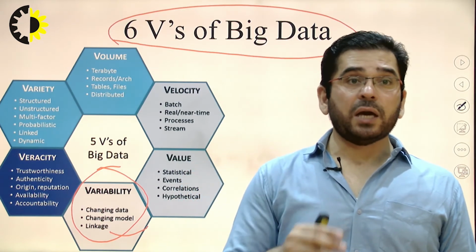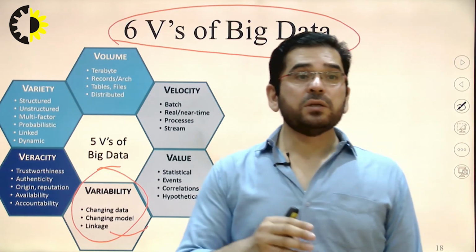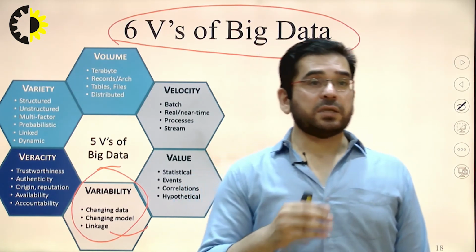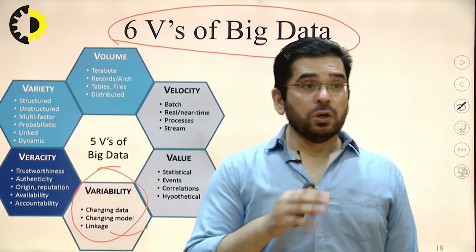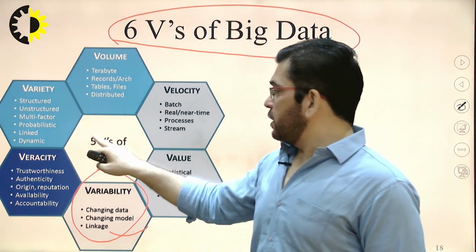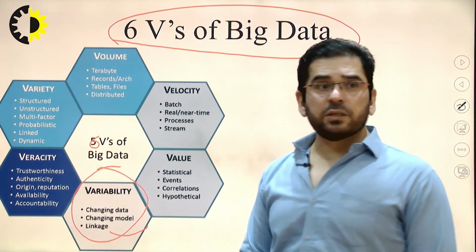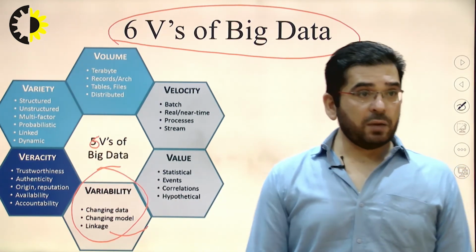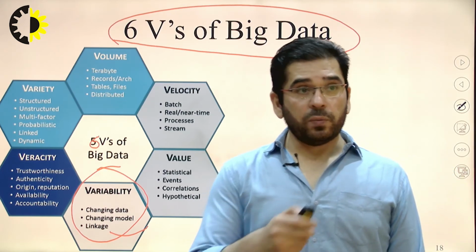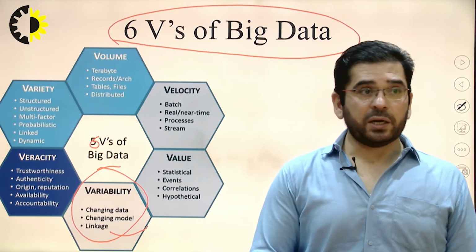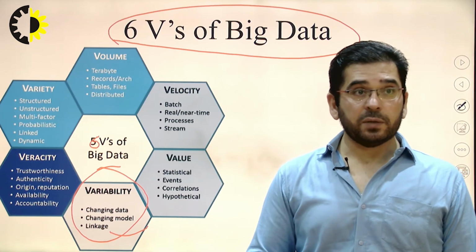So the data should be variable in nature. Maybe you can say dynamic data. Data should not be static in nature. If the data is static, it will not give you dynamic results. So the 5 V's, and then the 6th V. These are the 6 V's of big data. Variability means the changing nature of the data. So remember at least 5 V's of big data, and the 6th one is variability.